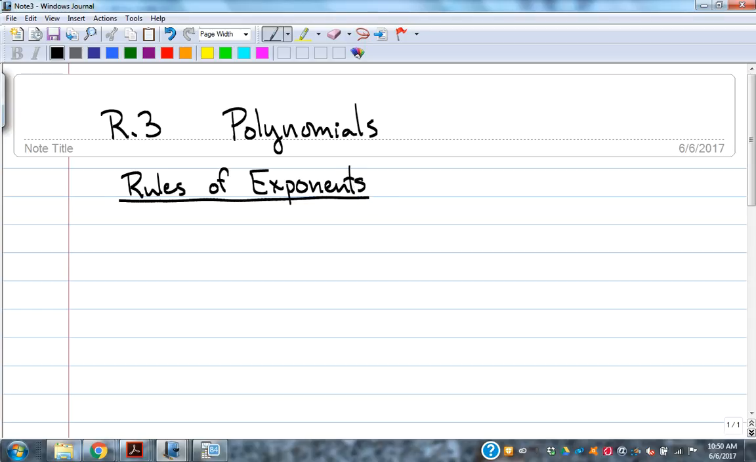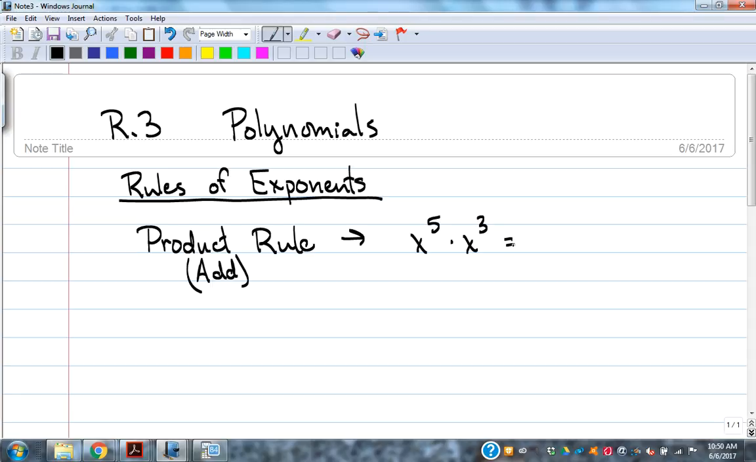Rules of exponents. The first rule of exponents is called the product rule. Product rule says add exponents. So if you had x to the 5th times x to the 3rd, you add those exponents, be x to the 8th. So product is multiplication. If you're multiplying two letters or variables or base, the variables are called the base because they're the part at the bottom. The base is the same.